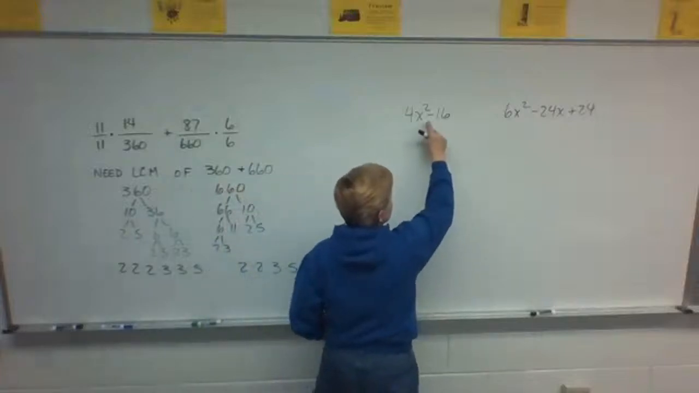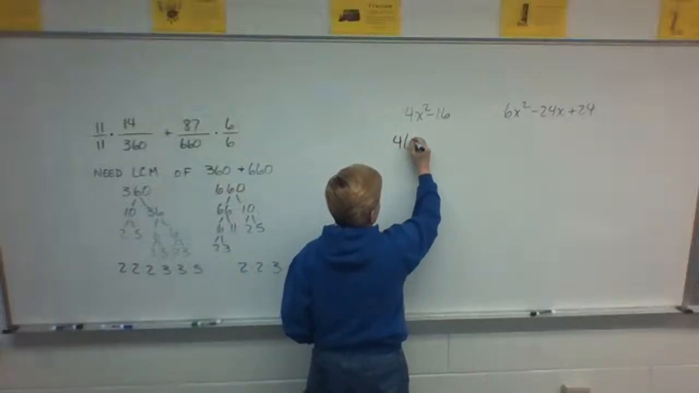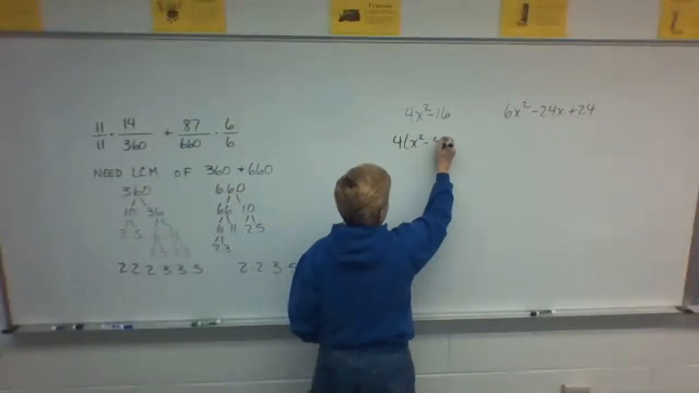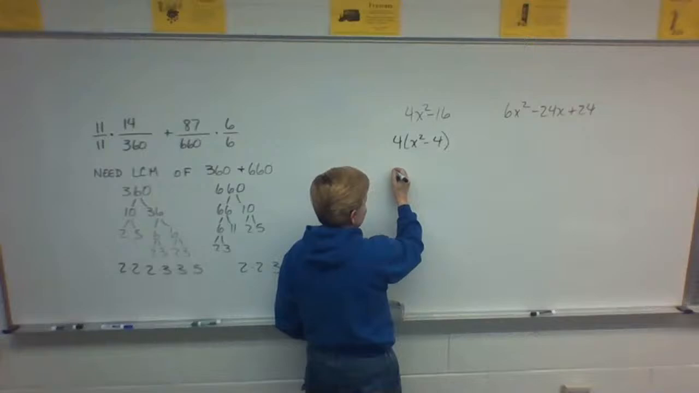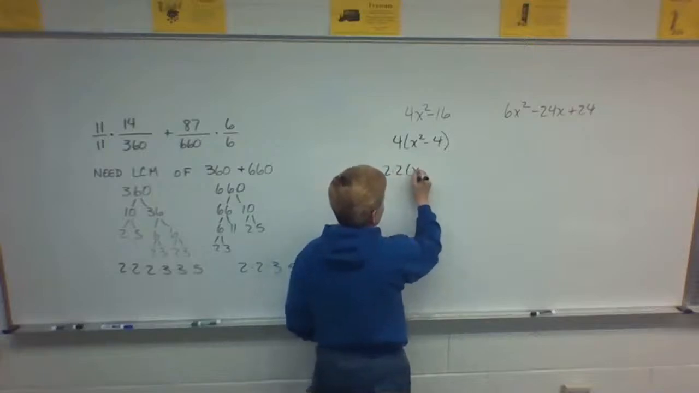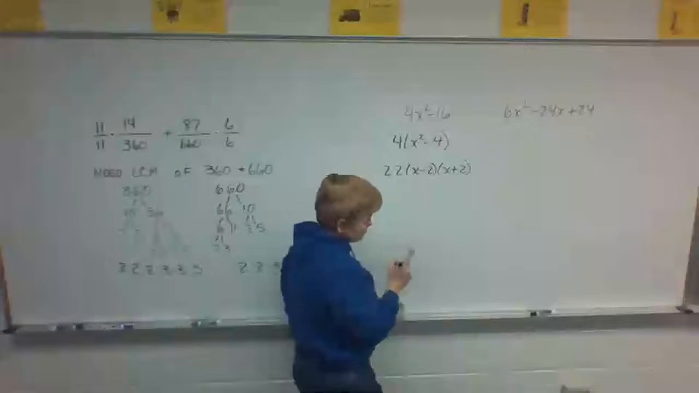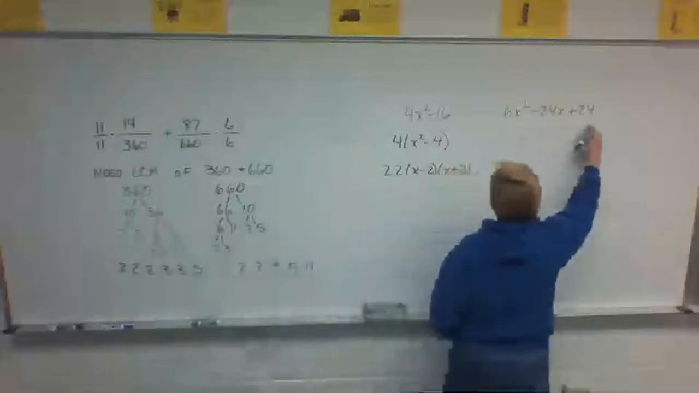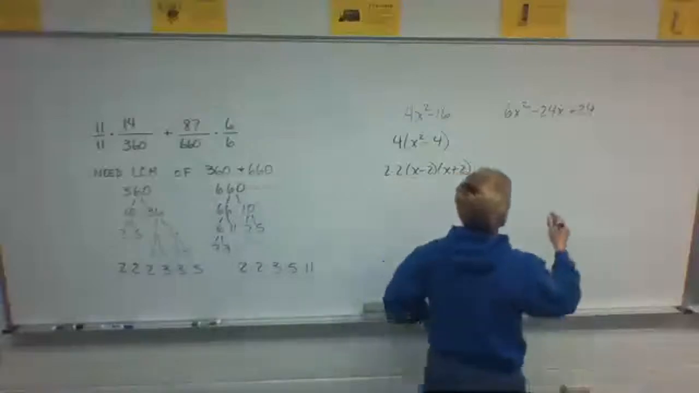You see the difference of two squares here? The thing I see first, though, is this. Which comes down to this. If you're really trying to prime factor, it comes down to this. Right? Go to factor this now. So I'm in the process of doing this. Trying to factor things completely.